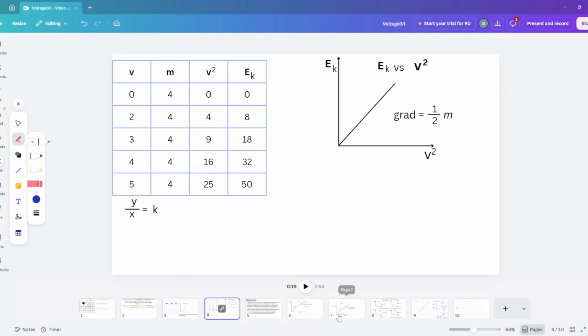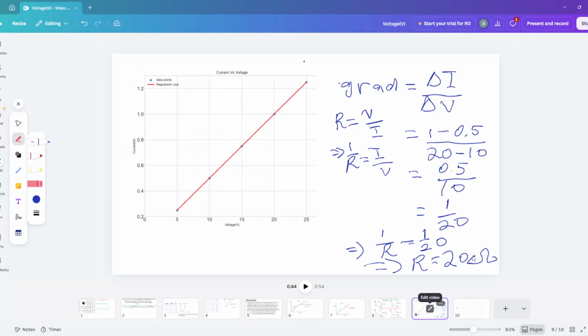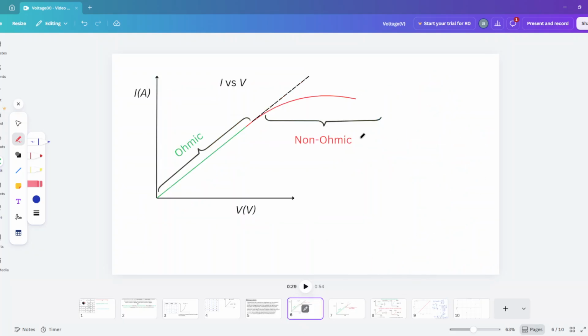To close off, let's look at the ohmic and non-ohmic. As long as the relationship between current and voltage at constant resistance is a straight line, then we say that the conductor is ohmic. In this case, let's say that the temperature suddenly increases, and then that affects the resistance. So if we start on this green line here, this is an ohmic part. This one obeys Ohm's law because it's linear. As voltage increases, the current increases.